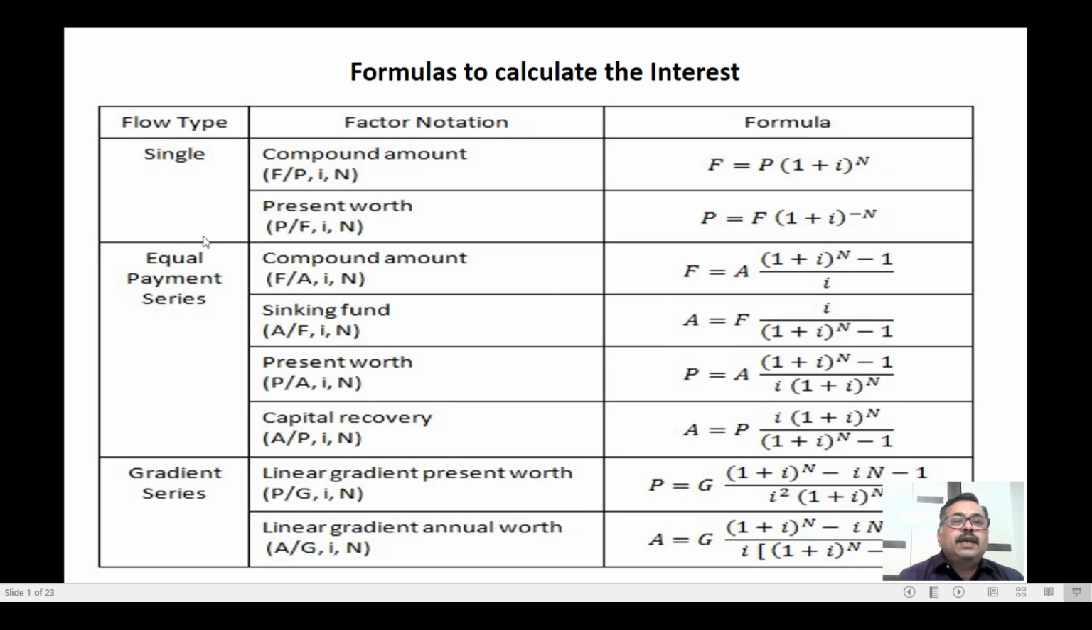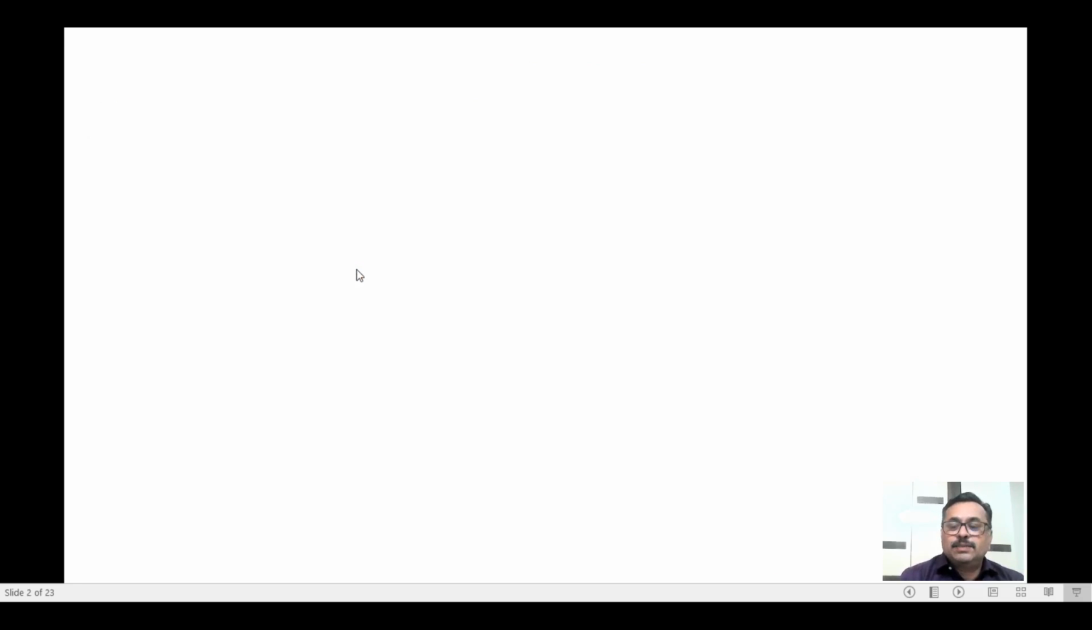The second type that you have is the equal payment series. Under the equal payment series, as you can see, there are 4 different types: the compound amount factor, sinking fund factor, present worth factor, and capital recovery factor. Let us discuss the first one.